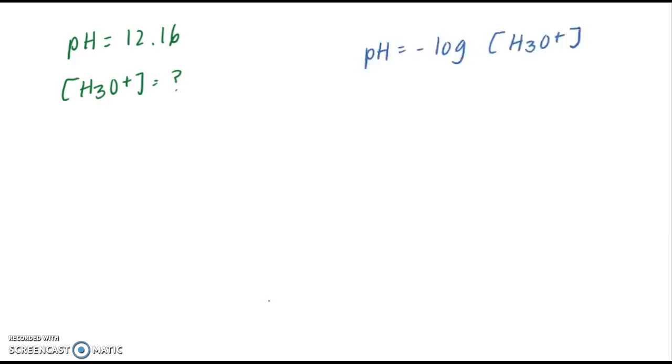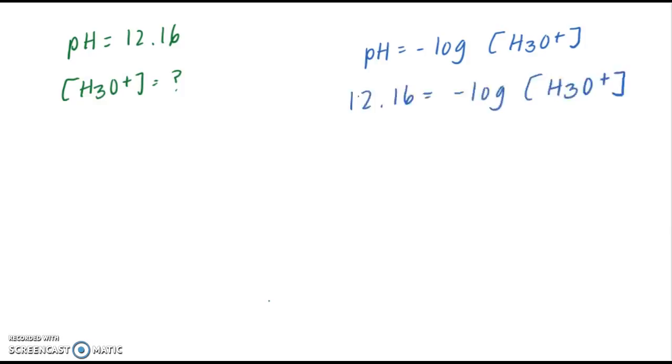So the new kind of problem that we're doing is if they give you pH and they ask you to solve for H3O plus concentration. And so the way that you're going to solve this, you're going to start off exactly the same way as we've been doing every other problem. So I want to see your formula first. And then once you write your formula, I want you to substitute what you know.